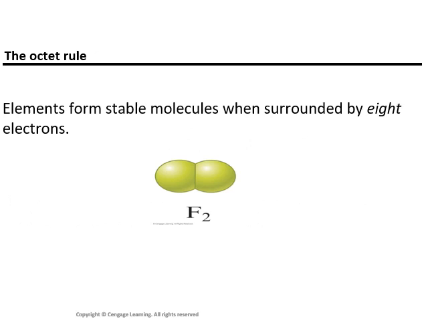So elements will form stable molecules when they're surrounded by 8 electrons. For example, when you have F2, each of the Fs has 7 electrons. So when they come together, they make a single bond, and 2 of the electrons are between the two Fs, which we consider to belong to both Fs. So the 2 in the middle are considered to belong to both Fs, and then the other 6 on each F belong to that F alone. So 6 plus 2 is 8 for each of those.